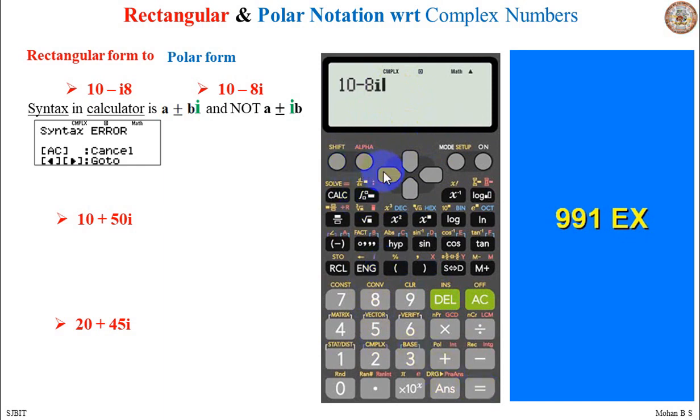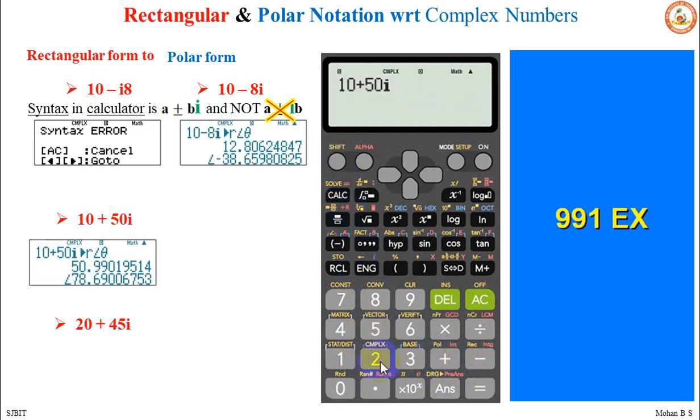Then in this calculator, press shift and then button 2, which is also complex number, and since I need to convert rectangular to polar, click on 3 and then equal to. So there you go. We have 12.806 at an angle minus 38.56. Similarly, 10 plus 50i, same pattern. If you solve, you get 50.99 at an angle 78.